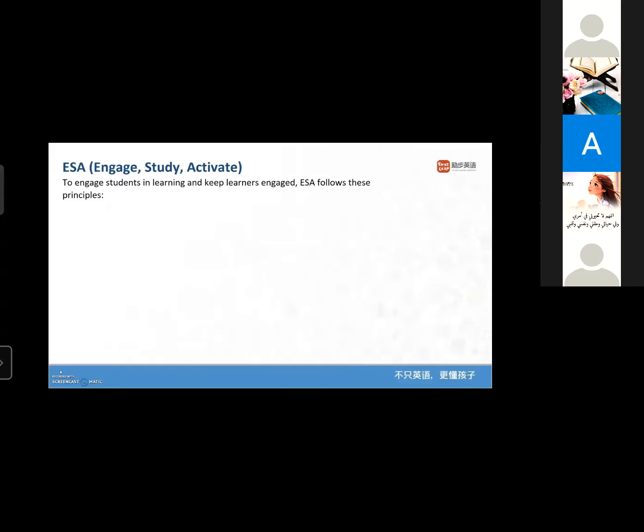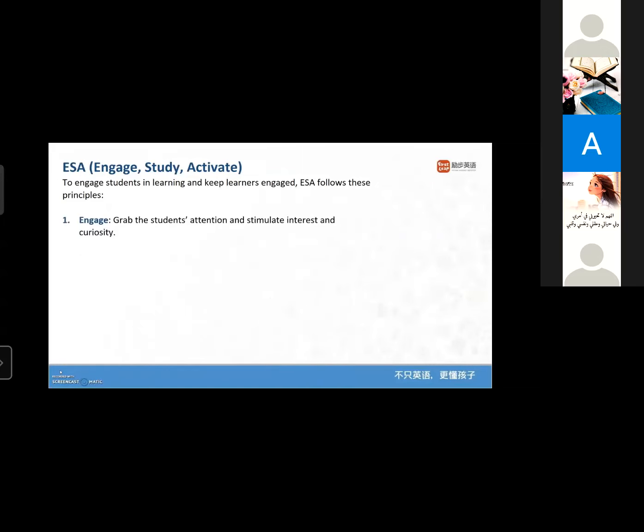These are some ways teachers can support the PPP model. Next, we will consider ESA: Engage, Study, and Activate. ESA is similar to PPP in many ways. It is a way of ordering instruction or showing the way instruction will be handled.